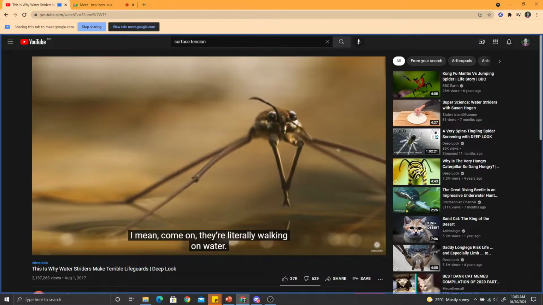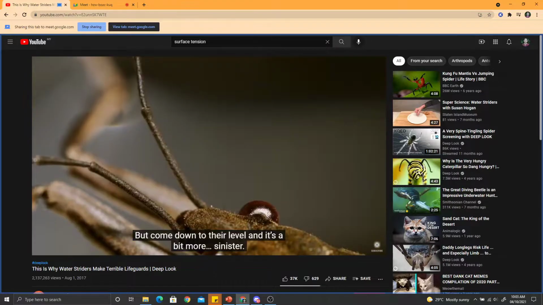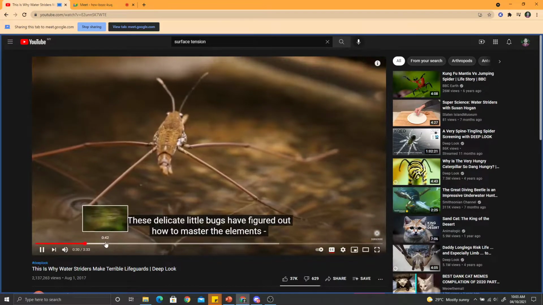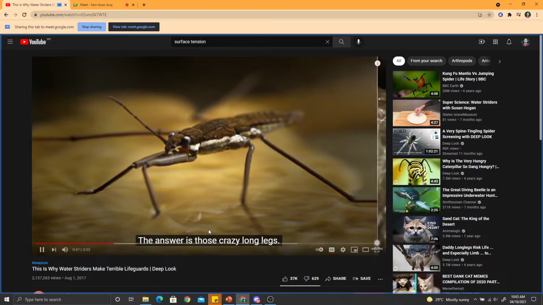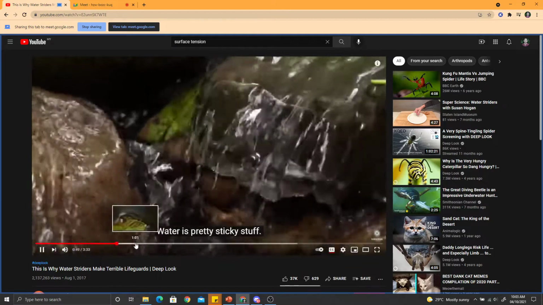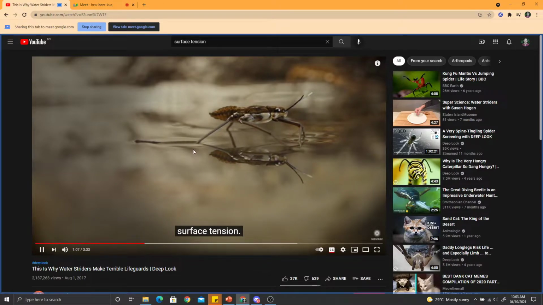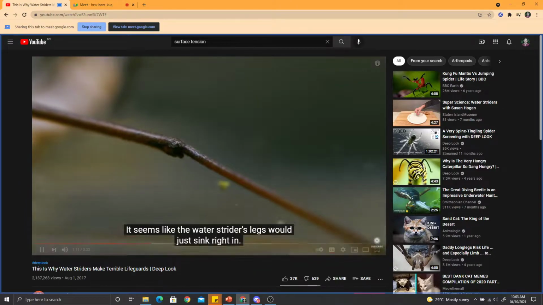So it's basically walking But come on water. down to their level, and it's a bit Water more ibarat sinister. yang support dia. These delicate little bugs have figured out how is those crazy long So legs. if we look dekat those Water is pretty actually hold you up as long as you has a don't break very, through that surface like tension. distorted It around seems like the water legs lah. strider's legs would just sink right in.